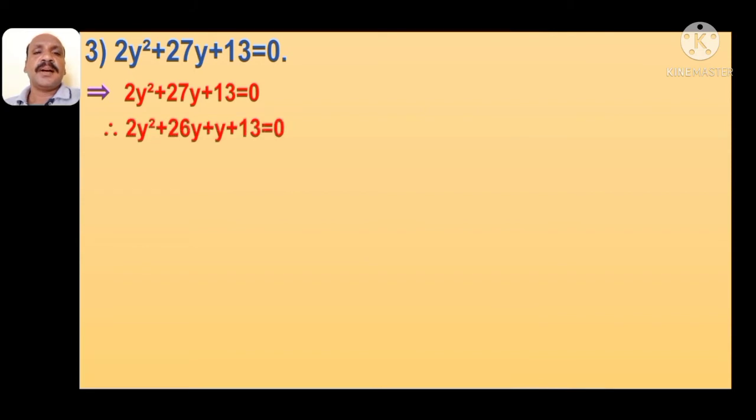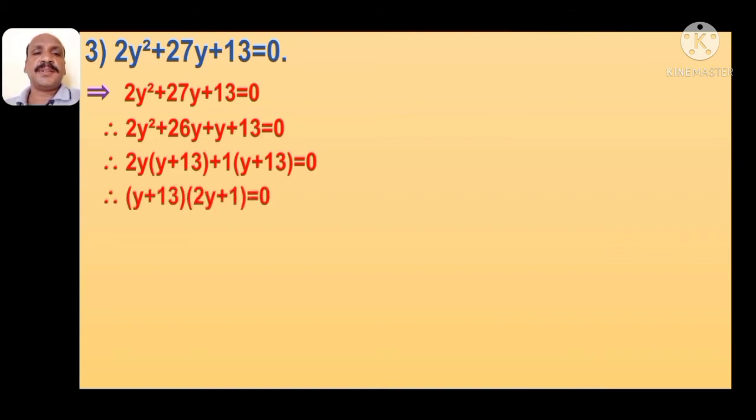Now, third, 2y square plus 27y plus 13 is equal to 0. Therefore, write 27y as 26y plus y. Therefore, 2y square plus 26y plus y plus 13 is equal to 0. Therefore, 2y, which is common, 2y into y plus 13 plus 1 into y plus 13 is equal to 0. Therefore, y plus 13 into 2y plus 1 is equal to 0.